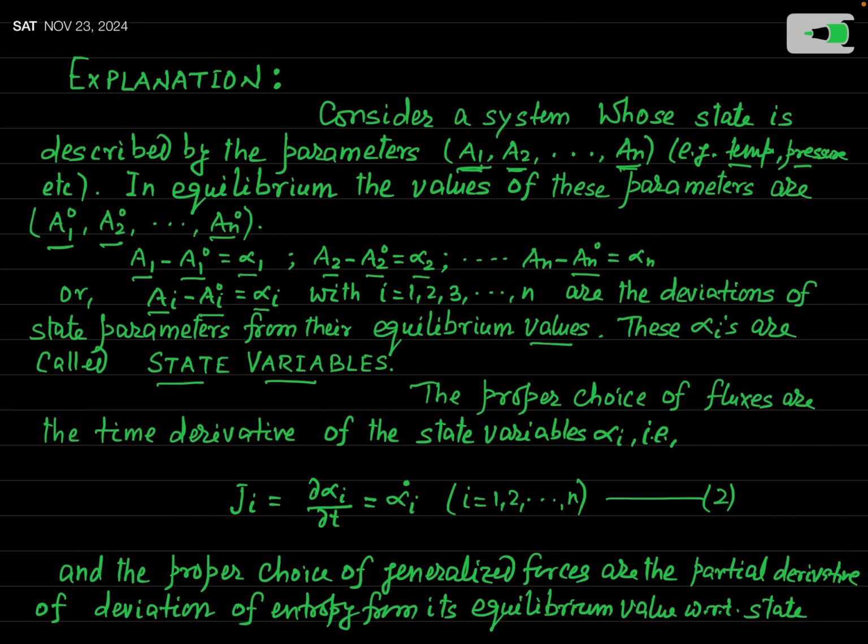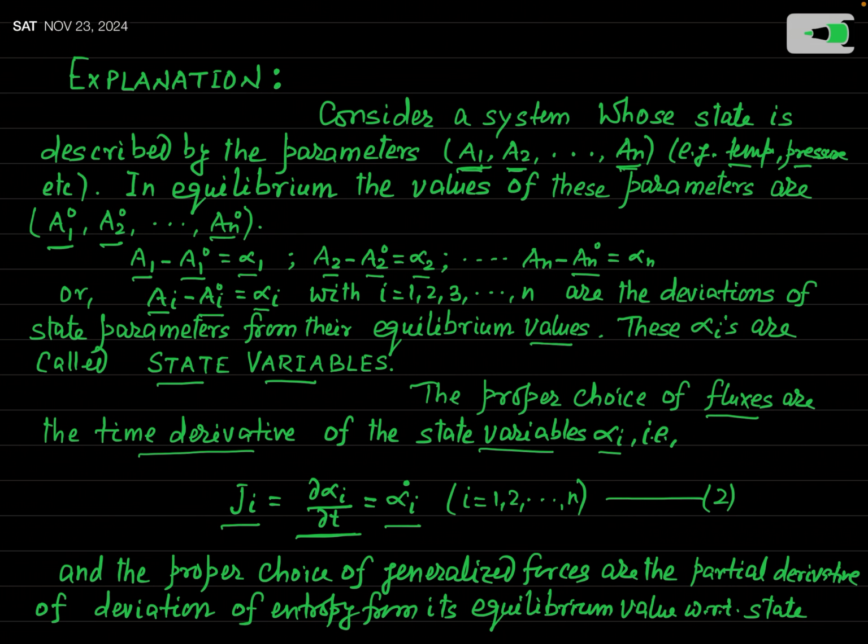Now, if we make a proper choice of fluxes, then how will these fluxes be defined? Actually, in a proper choice of fluxes, the fluxes are defined as the time derivative of these state variables. So this is just a definition. The proper choice of fluxes are time derivatives of the state variables alpha i. So Ji is defined as d alpha i by dt, or in dot notation you may write it as alpha i dot. We can represent this time derivative by a dot symbol.